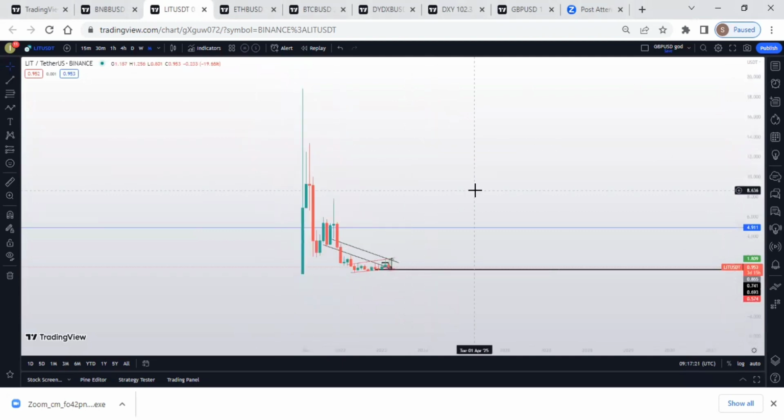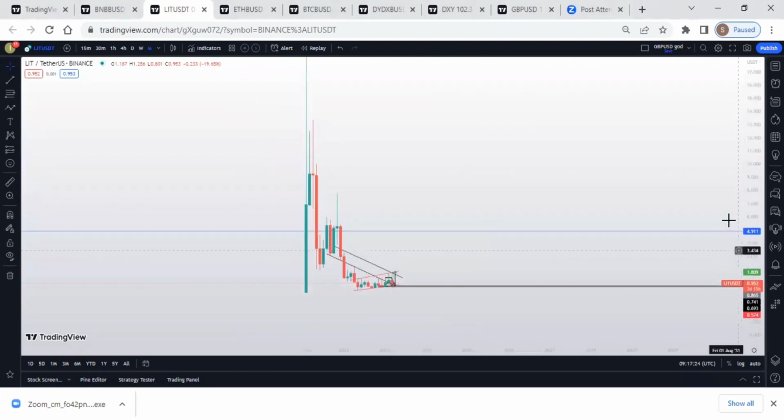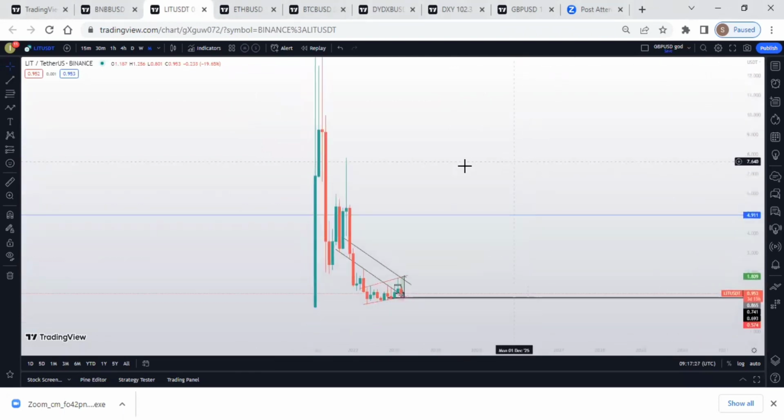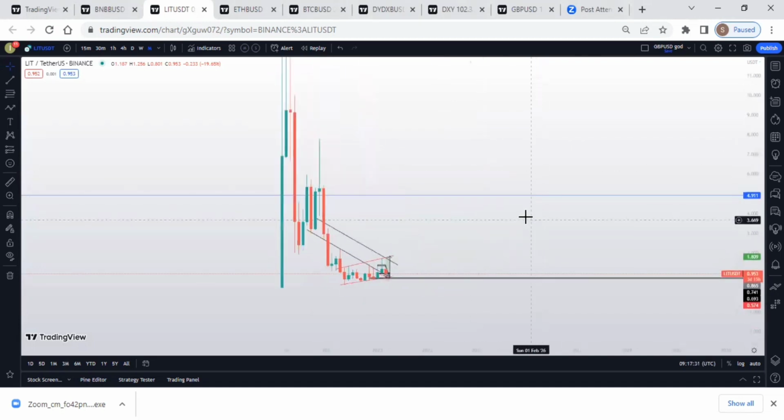It's actually one of my favorites. I've kind of studied this token for a very long period of time now. So this is my analysis at the moment, and I also have shared the free signal on my Telegram channel.